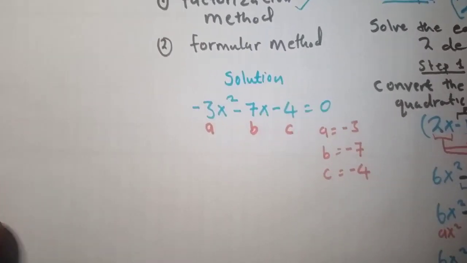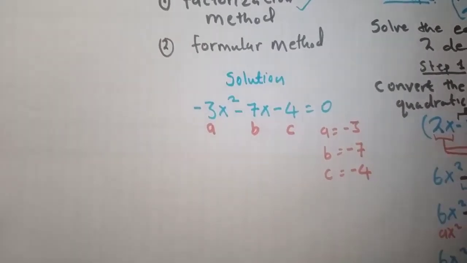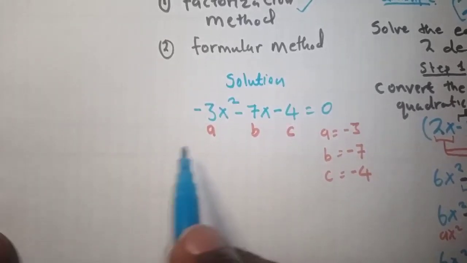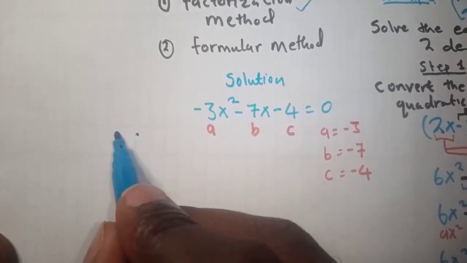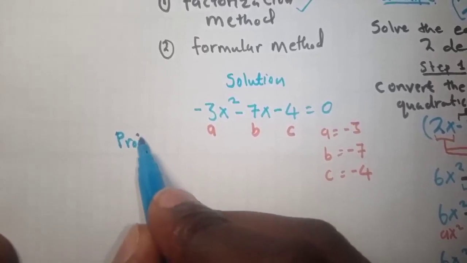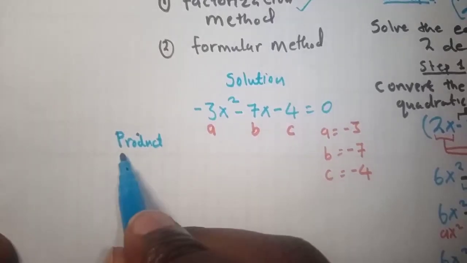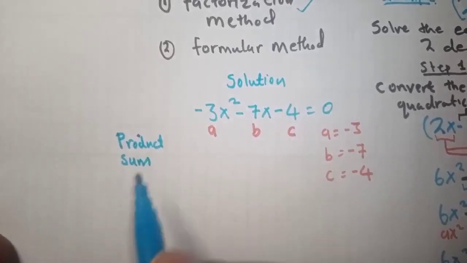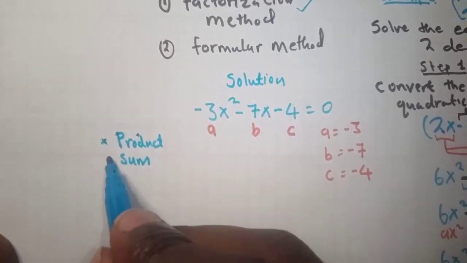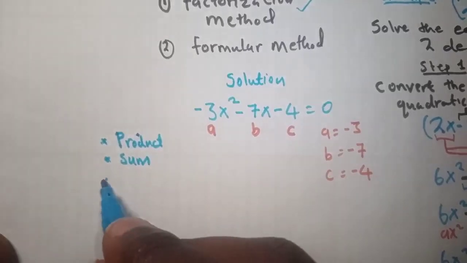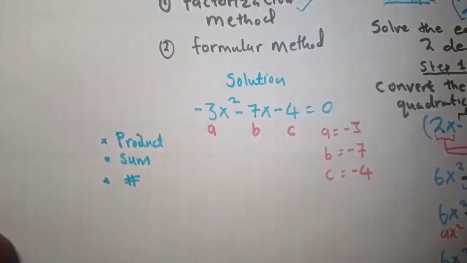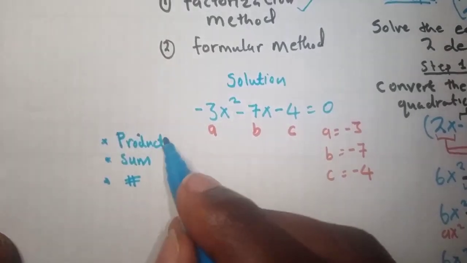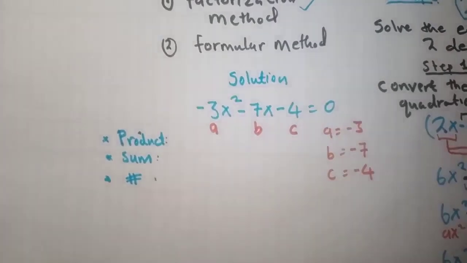Okay, so once you have this, then you can go ahead and solve the question. To solve this question, we need to find first what we call the product and what we call the sum, and we put a hash here for the two numbers. I'll explain these two numbers that we want.